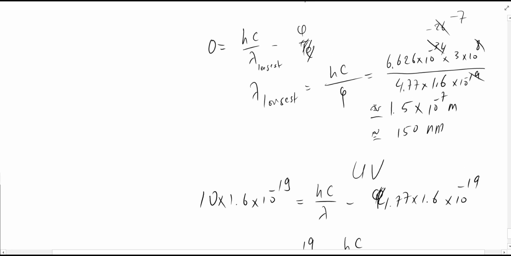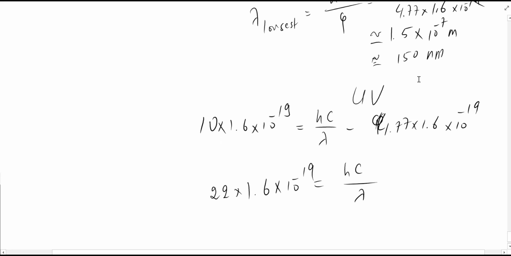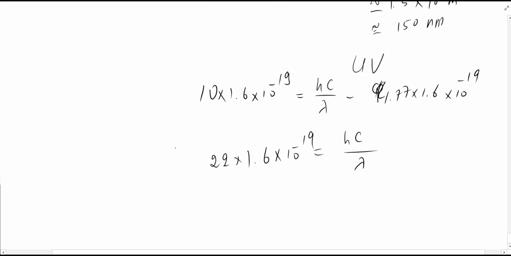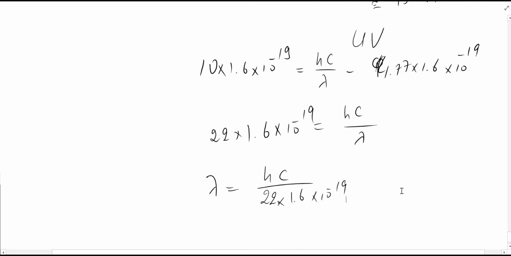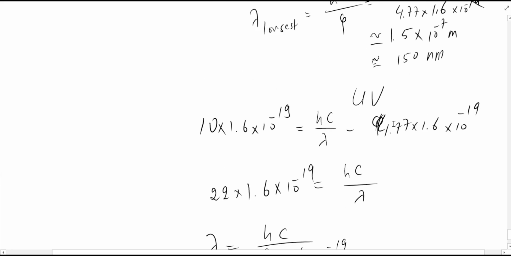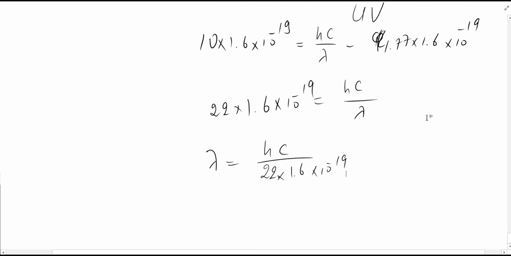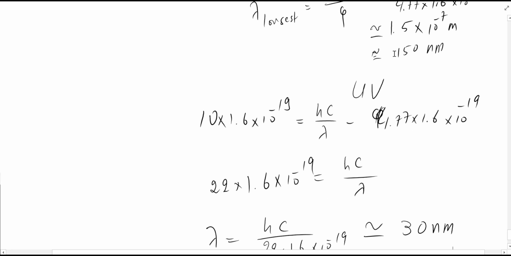What was the other number that I used for this value? I'm trying to see if I can get some close enough numbers for it. So lambda is going to be hc over 22 times 1.6 times 10 to the negative 19. How is 22 related to 4.77? It's about 5 times, slightly more than 5 times. So the wavelength should be roughly about a fifth of this number. Of course you guys are still responsible for this one, which is a lot more energetic, a lot shorter wavelength than these UV rays.